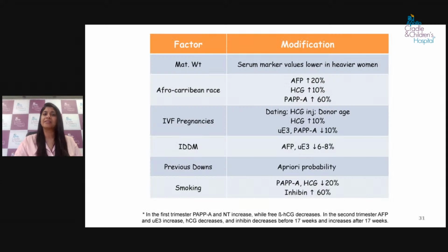Demographic pretest data, maternal weight. There are certain factors that will also affect the result. Serum marker values are lower in heavier women. In Afro-Caribbean race, certain markers are increased. Similarly, in IVF pregnancy, because of dating, HCG injections and donors' age, the HCG is increased by 10%, and the estradiol and the other placental proteins like PAPP-A are reduced. In insulin dependent diabetes, the AFP and the estradiol are lower. With a previous Down syndrome, any pregnant mother will have a higher a priori probability, and smoking as well.